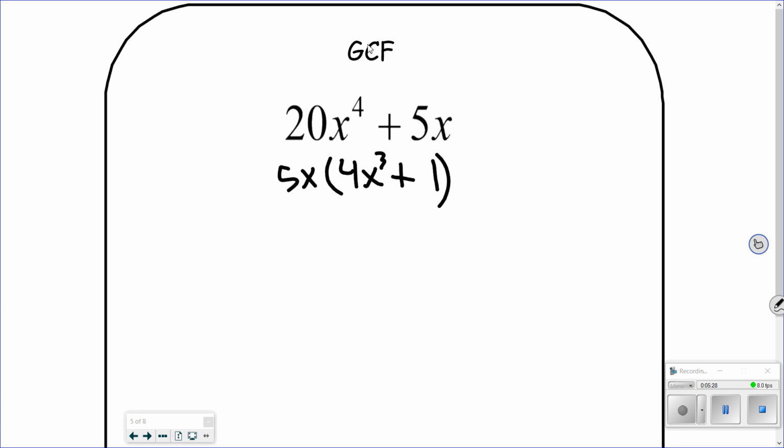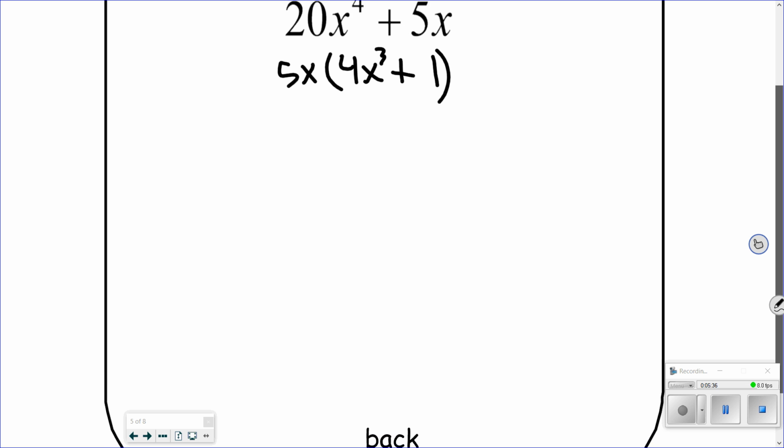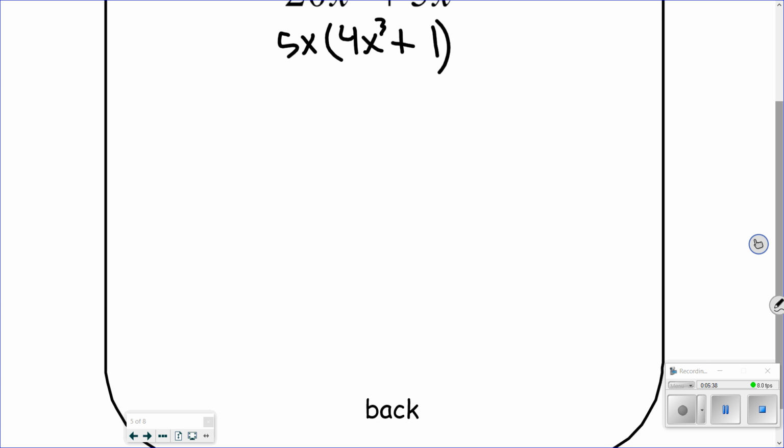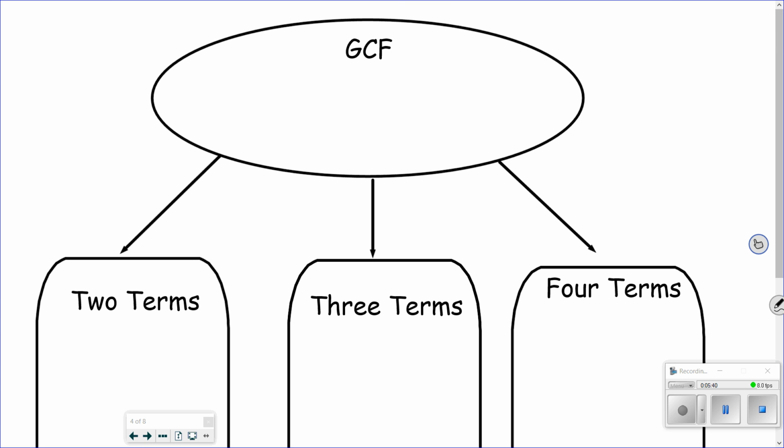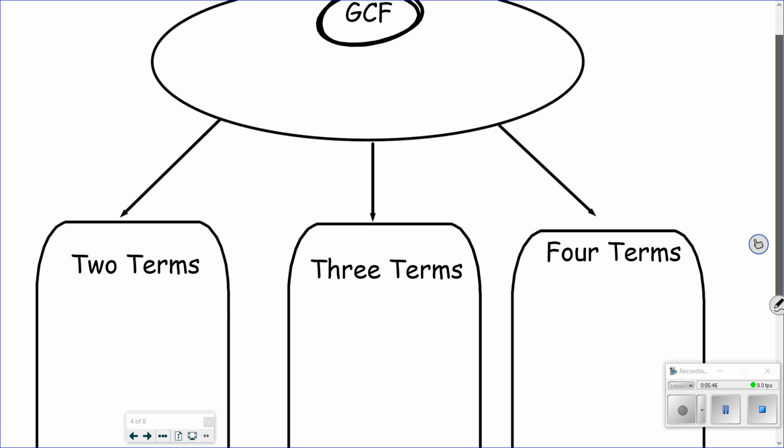On every single problem, it doesn't matter if it has 2 terms or 20 terms, you always check for a common factor first. All right, let's go back. Once you've taken out a common factor, that's the first thing you always do right at the top, once you've done that, then you're deciding how to factor by how many terms it has.